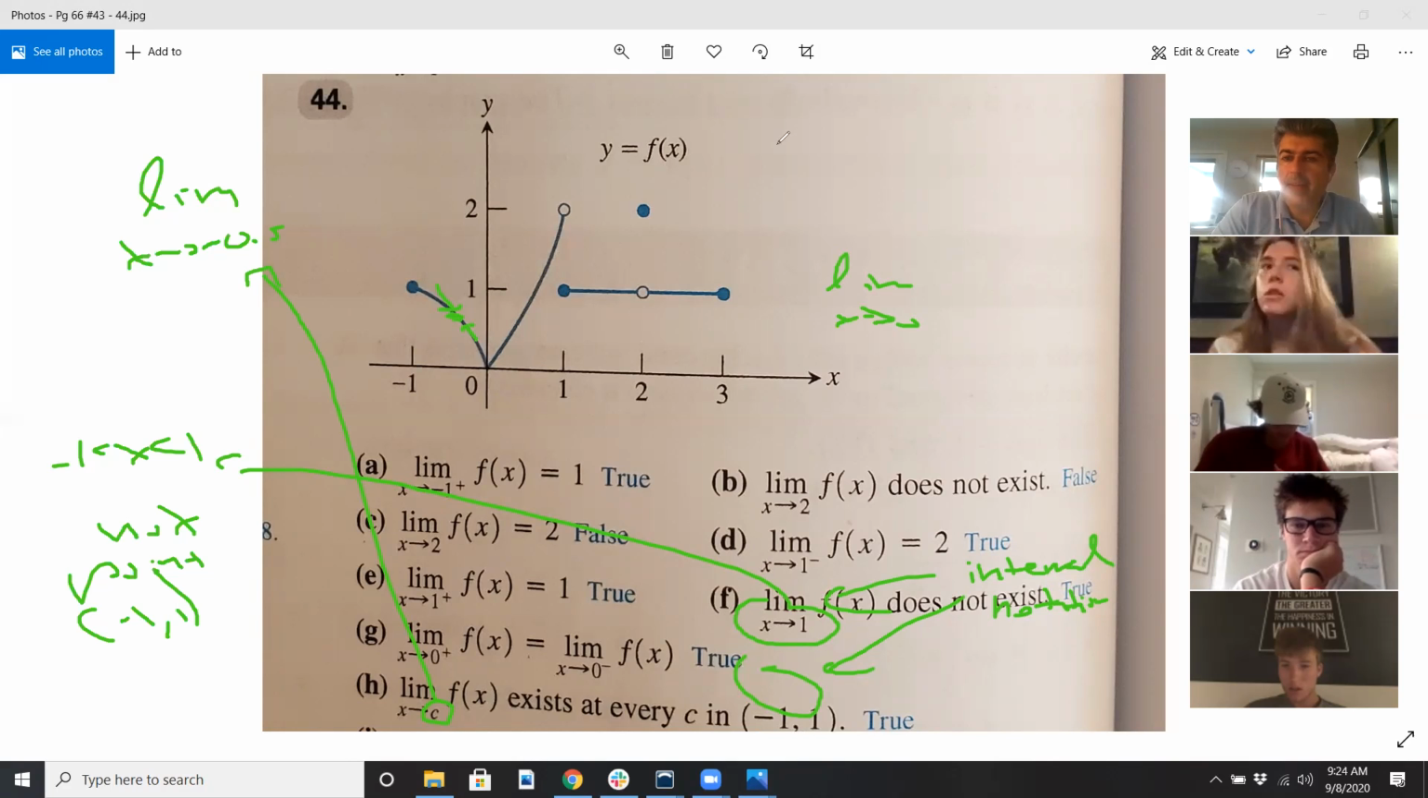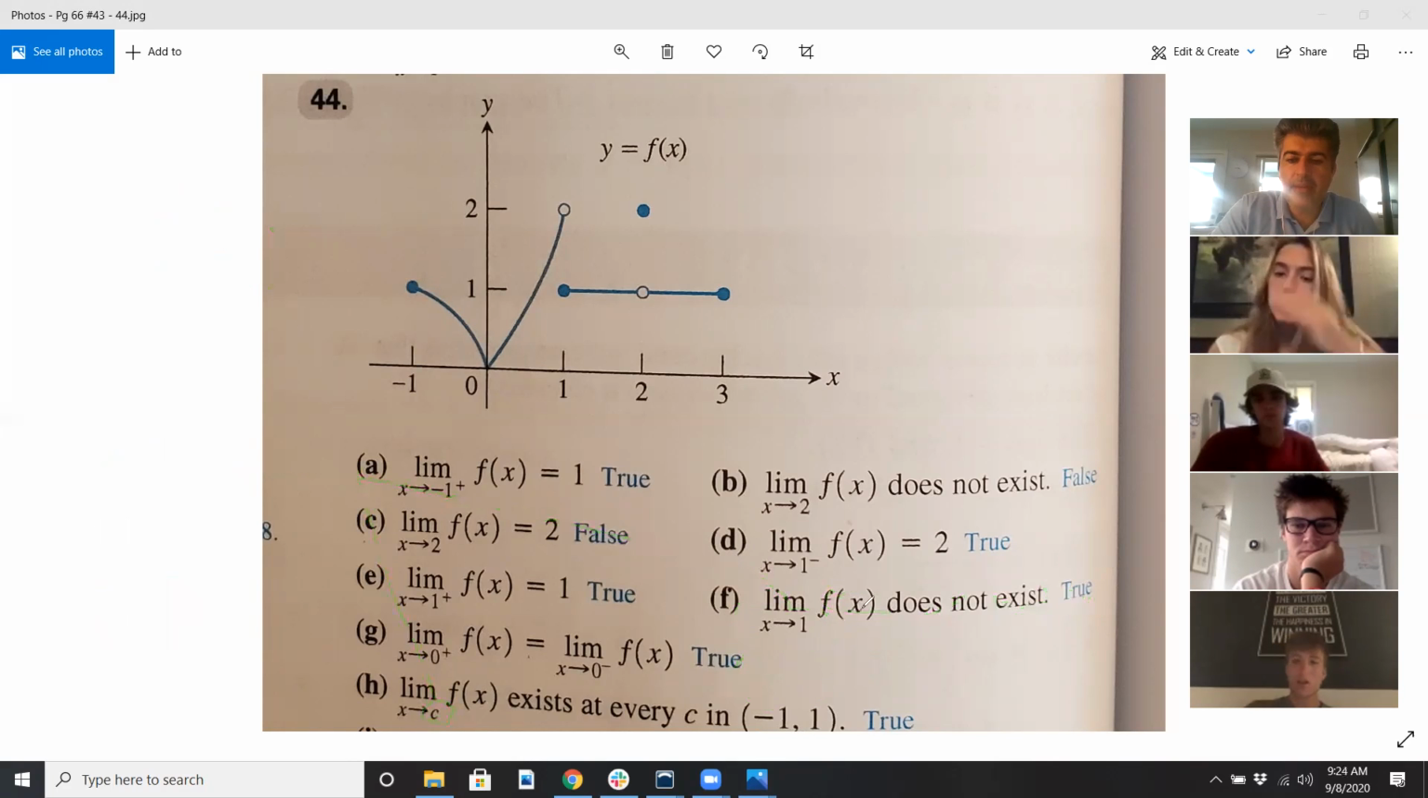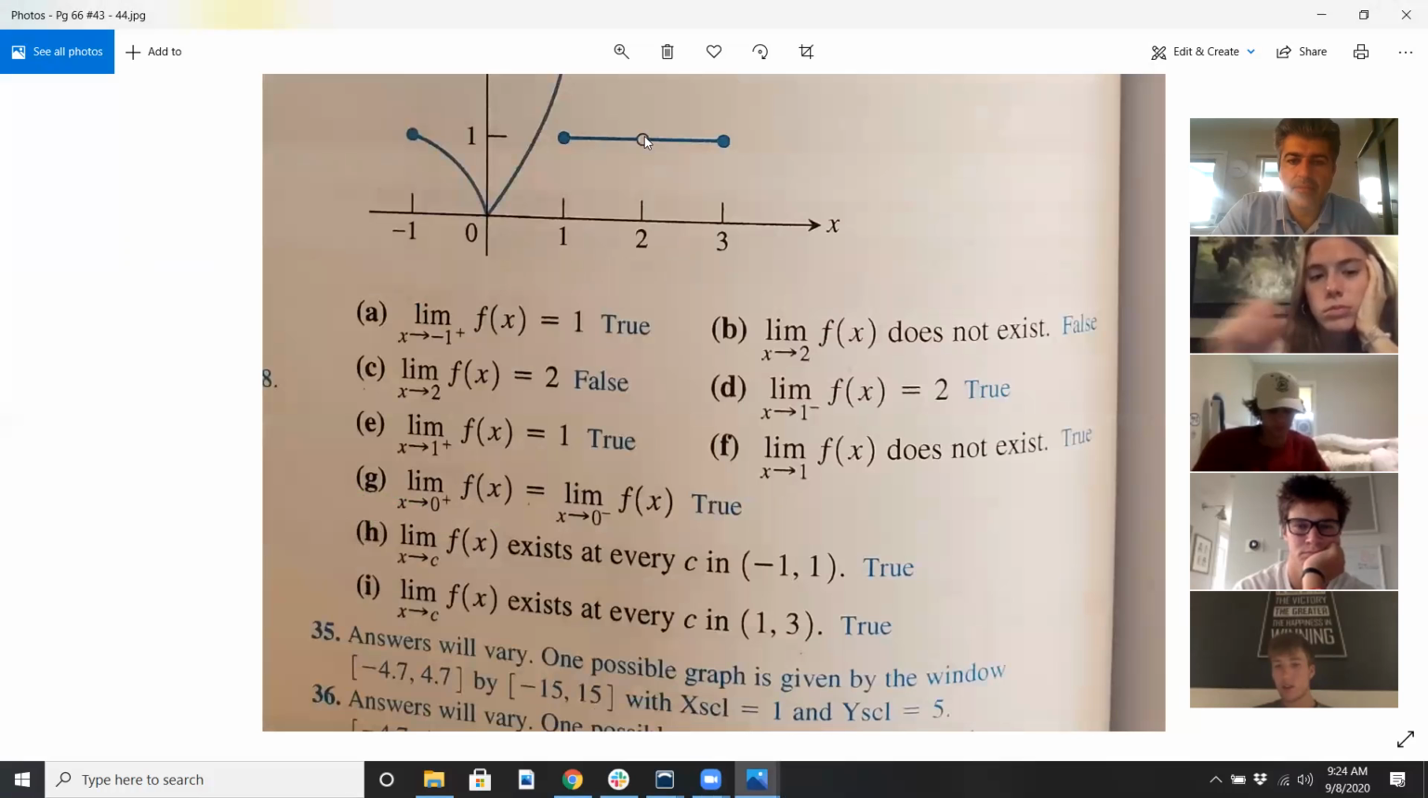Now, what would have made that false? What would have made that false is if I had replaced the last number here with 1.5. Why would that have been false? If someone wants to answer that.